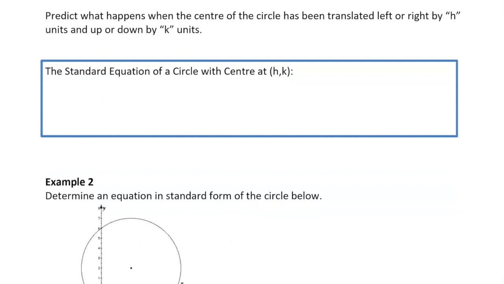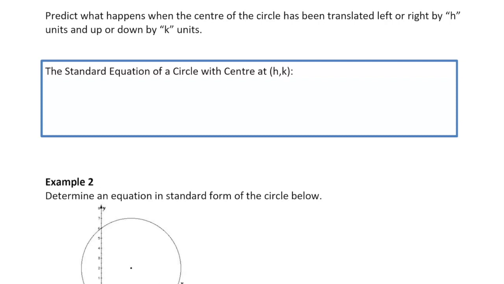Okay, so now let's start to put in our transformation ideas, and let's start to think about a prediction. What would happen if you move things around? We're going to say a horizontal translation of the circle is represented by moving it left or right by h units, and shifting up or down would be by k units. If you had something like that, pause the video right now, and could you come up with what you would see as the standard equation of a circle with center h, k?